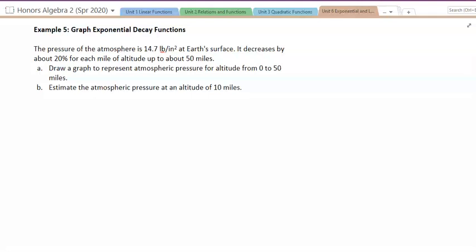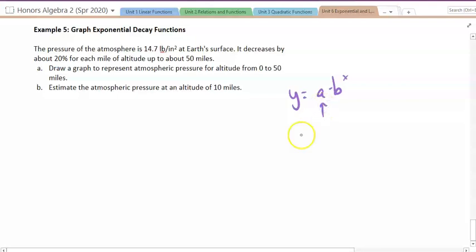And so again, we've got to think about what function am I going to write here. Remember, so a times b to the x, right? There's no transformations happening here. Remember, a is your initial value. So y is equal to what? Well, what's my initial value? At the surface of the Earth, it's 14.7 pounds per square inch. Now the question becomes the b.